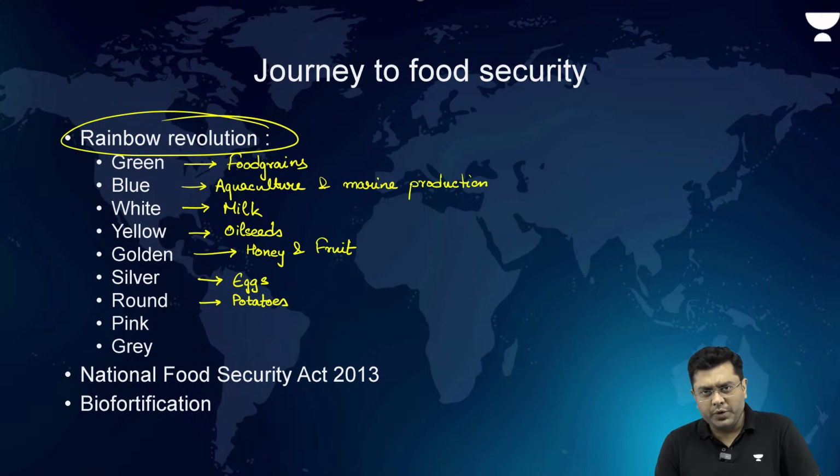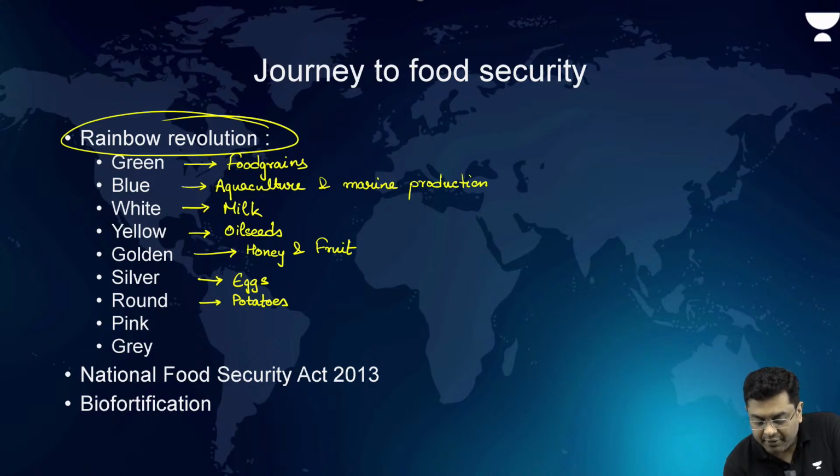Then pink revolution. It has also something to do with prawns or shrimp, again dealing with aquaculture. And then grey revolution is something which has to do with the availability of fertilizers, right? So you have fertilizers. This is pink is for prawns, shrimps. That is what it is dealing with.